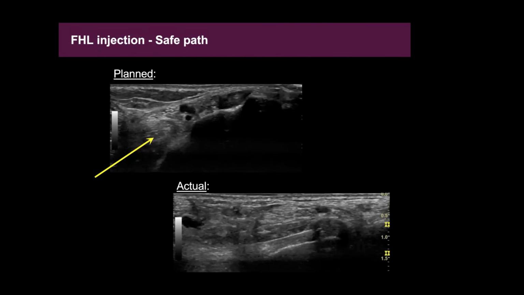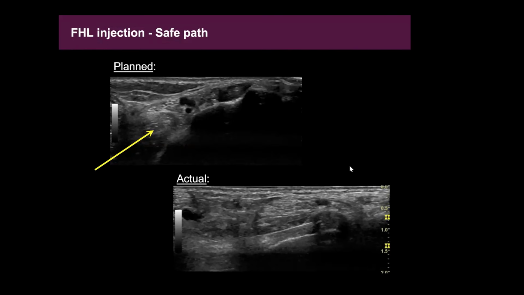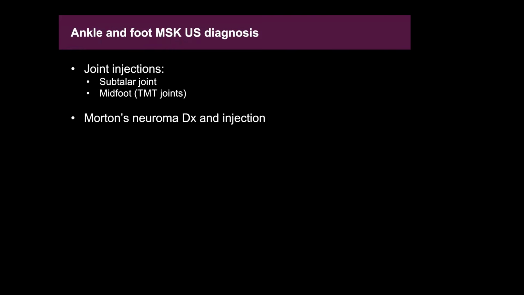You could certainly use ultrasound to guide your injections so that you're avoiding the vital structures like the neurovascular structures. You could certainly use it for things like joint injections, like subtalar joints. I feel MSK ultrasound is pretty helpful for those because those are pretty difficult joints to inject otherwise. If you're wondering about Morton's neuroma, you could certainly use ultrasound to make your diagnosis and even inject those neuromas.